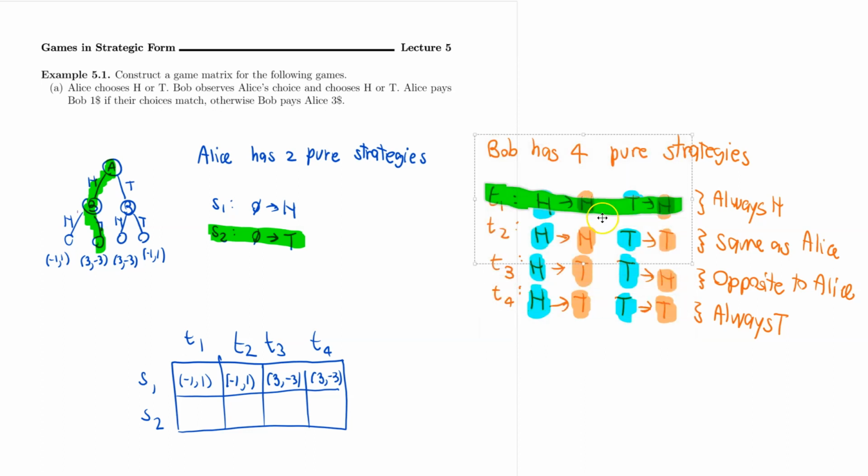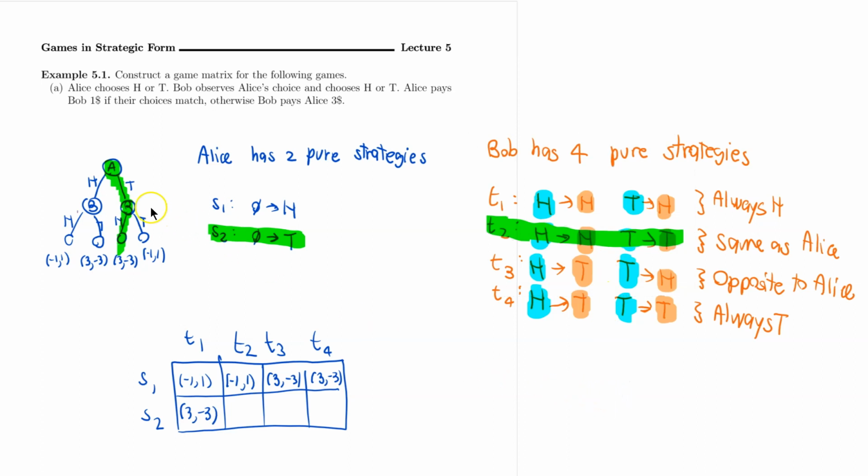If we look at the first column, that means Alice is going to choose tail and then Bob will always choose head. So we will end up being here, and the payoff is going to be 3 and negative 3. For the second column, Bob will always choose the same as Alice. So Alice chooses tail, and Bob will choose tail as well, so it's going to be negative 1, 1. That's the entry of my matrix here.